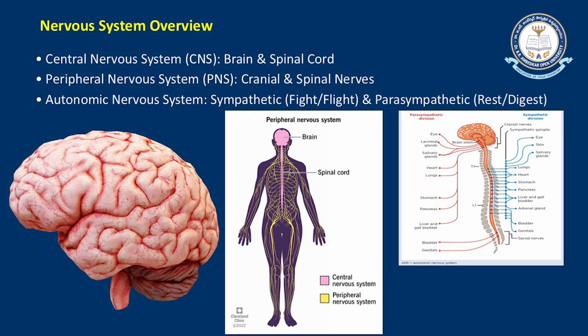We'll begin with the first part of the three that we have, the nervous system. We have the central nervous system, which includes the brain and the spinal cord. You can see the brain, it is a beautiful, marvelous organ. And then we have the peripheral nervous system, that is the cranial and the spinal nerves.